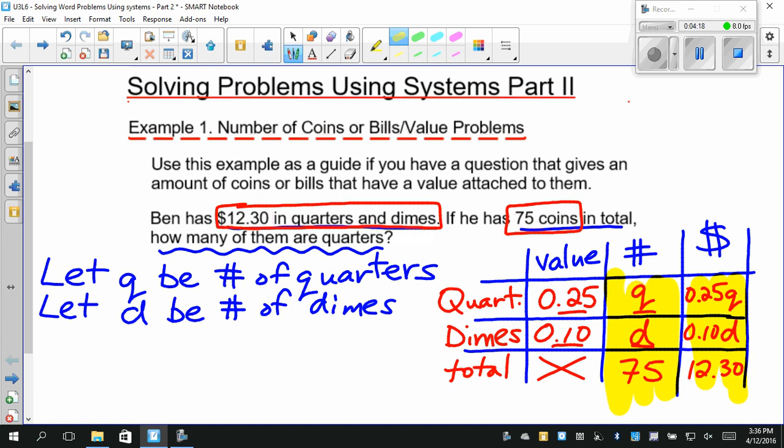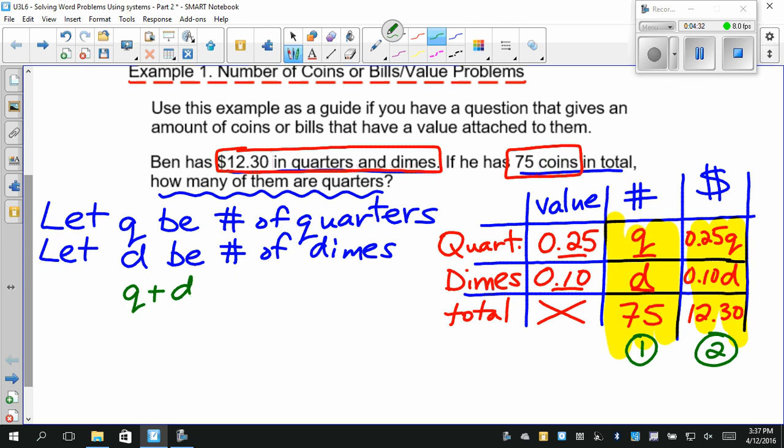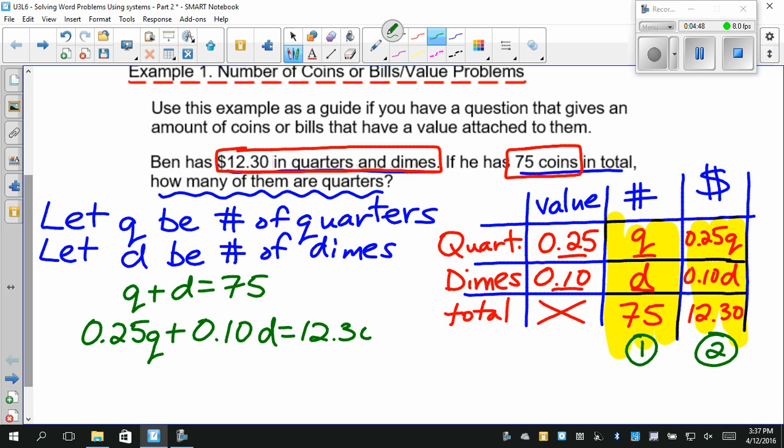So I'll transfer it into equation form. So again, there's equation one and two. So if I come over here, Q plus D equals 75. And then 0.25Q plus 0.10D equals 12.30. So I've got equation 1 and equation 2.